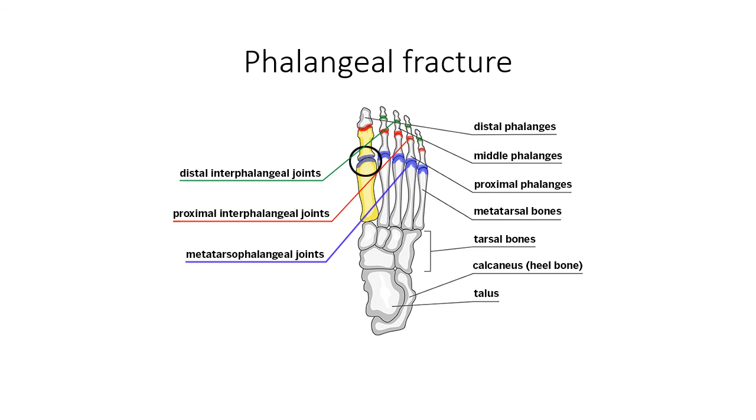Phalangeal fractures. The big toe is composed of proximal and distal phalanges. From the second toe to the fifth toe, they are composed of proximal, middle, and distal phalanges. Toe fractures are relatively common and frequently managed by primary care and emergency physicians. They account for around 10% of cases treated by primary care and emergency physicians. Of these, 60 to 75% involve the smaller toes.